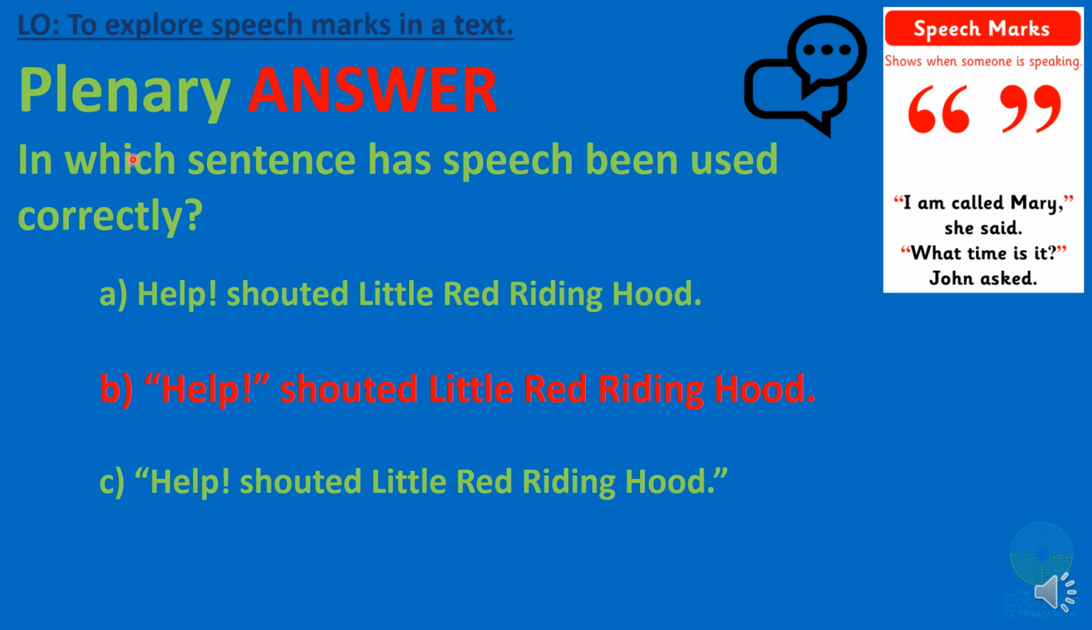And here is the answer. So the answer you should have got is sentence B. We've got "Help," shouted Little Red Riding Hood. Little Red Riding Hood is saying the word help. So the word help has been put in the speech marks, in the inverted commas. That is the only place in the sentence where those pieces of punctuation need to go.